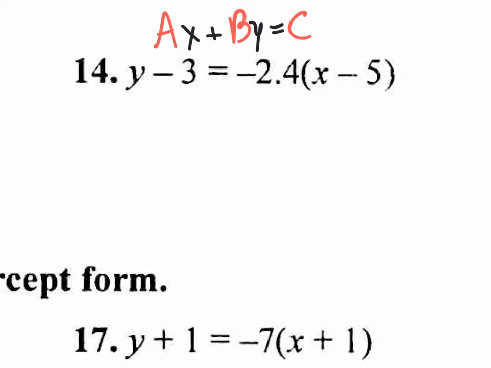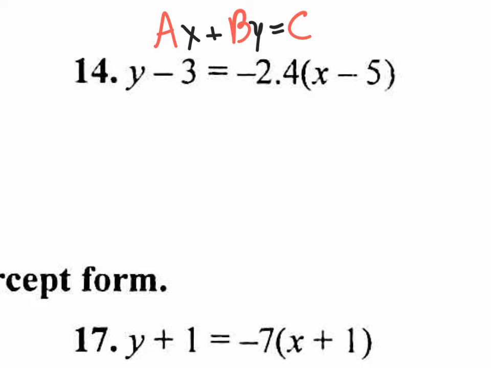And not only that, it has the x's and the y's on the left side and the number by itself on the right side. So we need to get rid of the parentheses. How do we do that? Let's distribute to get rid of the parentheses, and then we're going to have to move this -3 over to the other side by adding 3 to both sides, and then we're going to have to move whatever x value we get over to this side, so it could actually be ax plus by equals c.